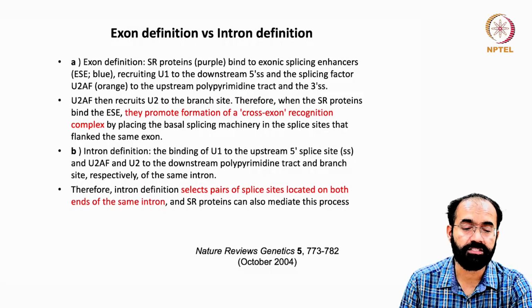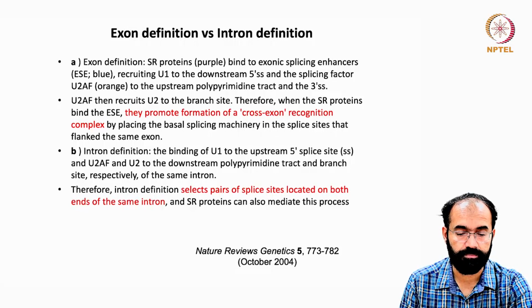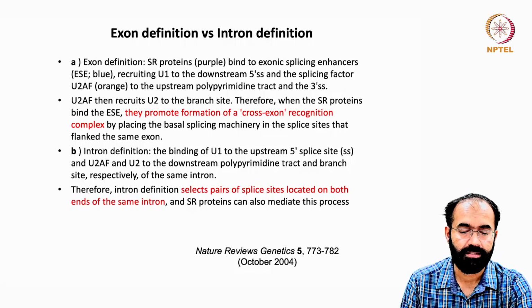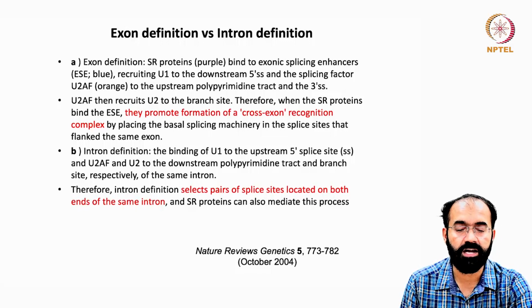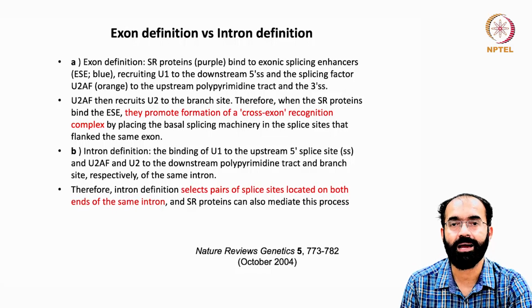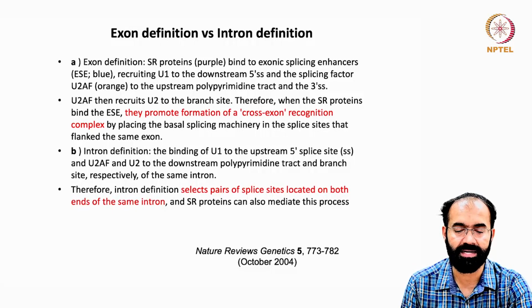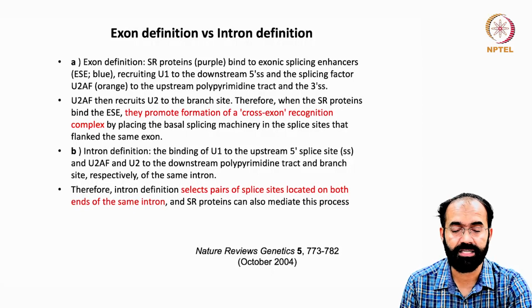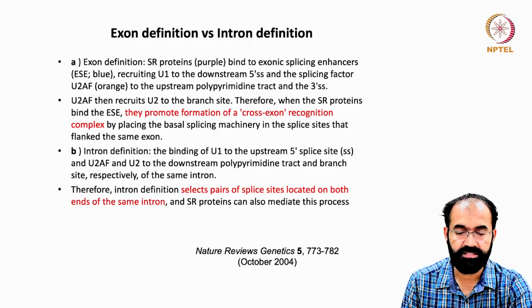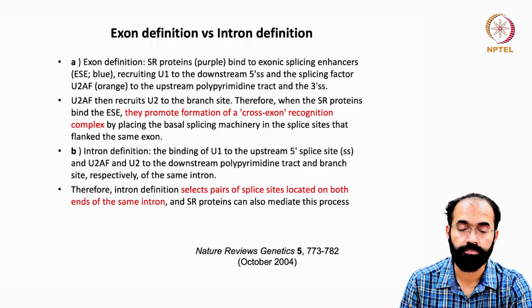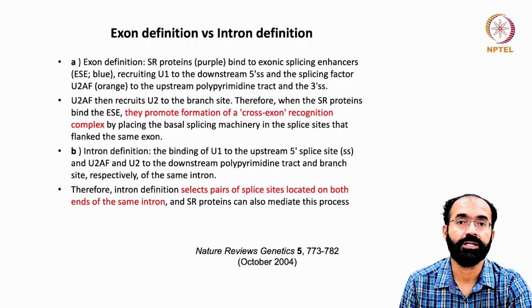And if you want to bring this context into intron definition, what happens? The binding of U1 to the upstream splice site, which is given as SS in the picture, and the U2AF and U2 to the downstream of the polypyrimidine tract, that is the gap between the branch point and the polypyrimidine tract, and further downstream you have the second exon and the branch site respectively of the same intron. So the boundaries of introns are defined by U2AF and U2 towards the 3' end and U1 at the 5' end of the intron.